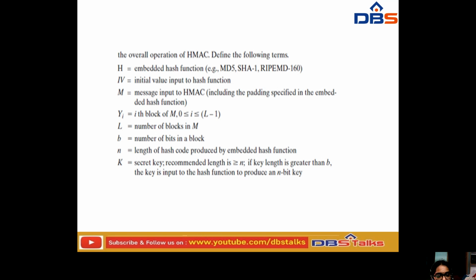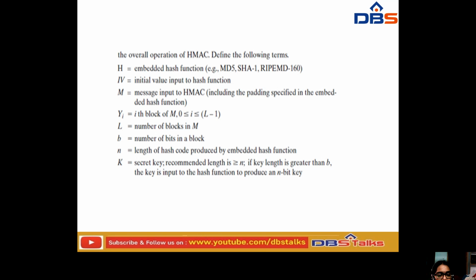Here the overall operation of HMAC is defined with the following terms. Capital H is the embedded hash function; these are examples of hash functions. Next, IV is the initial value input to the hash function.